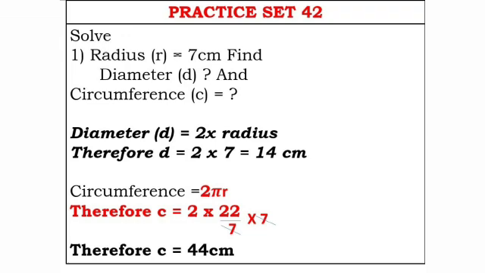Now, you are going to find out even circumference. Now, you have found out the diameter. Now, to find out circumference, when radius is given, the formula used is circumference is equal to 2 pi r. Therefore, circumference is equal to 2 into, and what is pi? 22 upon 7 and r is given as 7. So, circumference is equal to 2 into 22 upon 7 into 7. 7 gets cancelled. And what is left? 2 into 22. Therefore, circumference is equal to 44 centimeter.